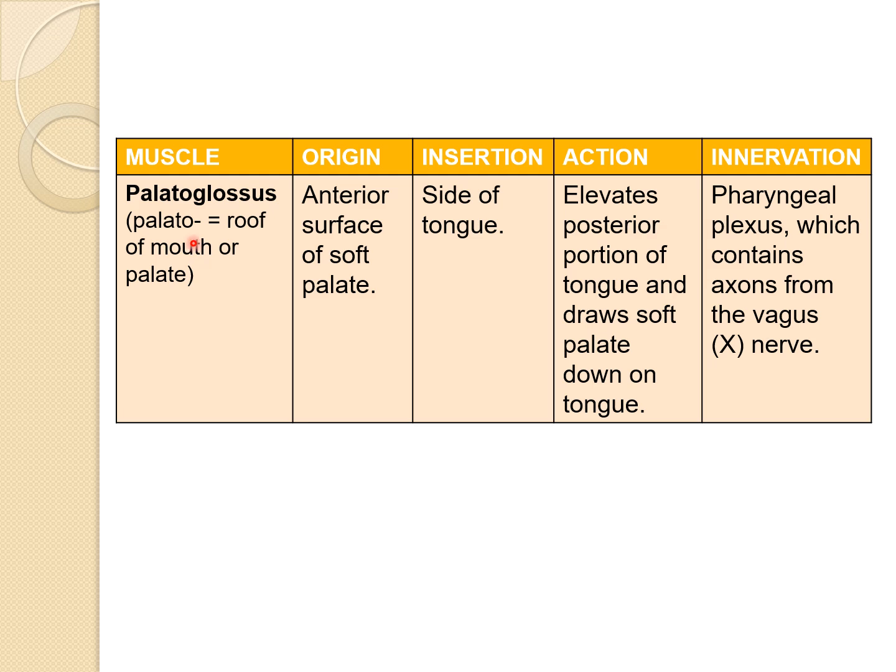The next is palatoglossus. Palato is nothing but roof of the mouth or palate, soft palate. Origin occurs at the anterior surface of the soft palate and insertion occurs at side of the tongue. Coming to the action, it elevates the posterior portion of the tongue and draws the soft palate down on the tongue. Coming to the innervation, it is innervated by the pharyngeal plexus, which contains axons from the vagus nerve. Palatoglossus is innervated by the vagus nerve.